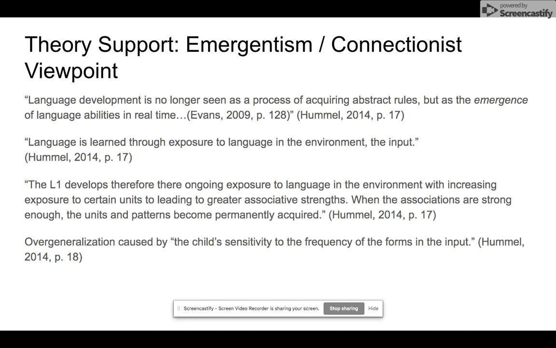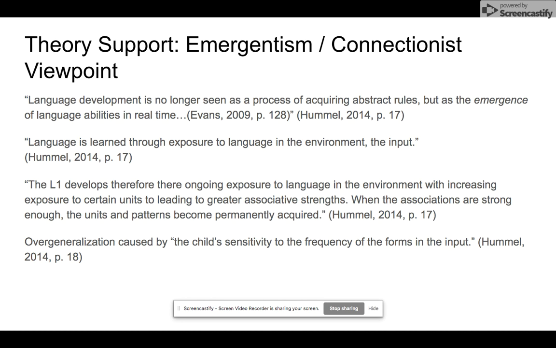So when it comes to theories, I decided to pick two. The first one is emergentism and the connectivist or connectionist viewpoint. I have some quotes there from Hummel, and I will not read those to you.